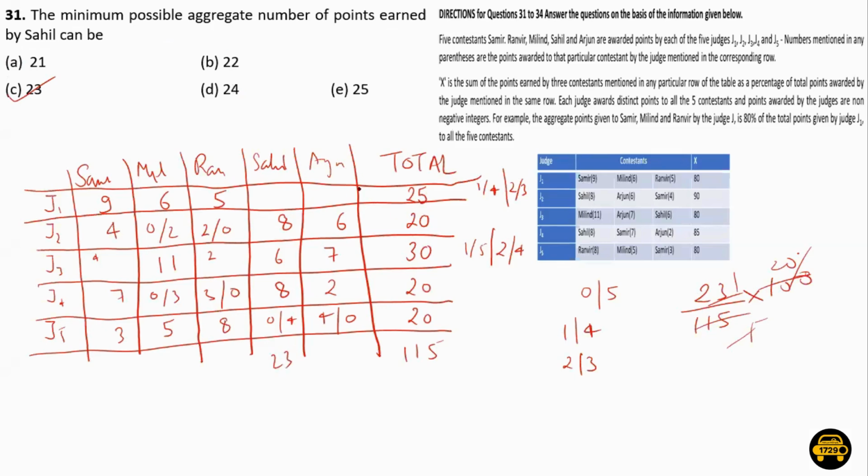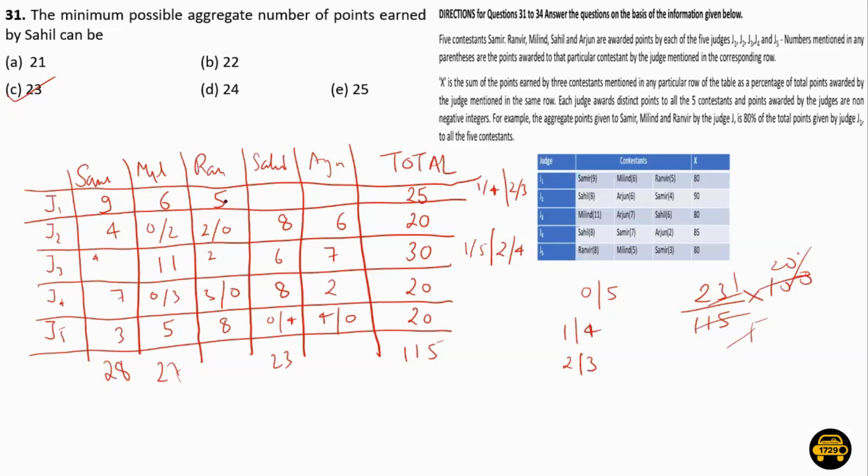Let's maximize others' scores. So Samir can get 9 plus 4, 13, 13 and 10, 23 here. And of course, he can get 5 from here. So his maximum score can be 28. Milind's maximum score can be 6 plus 2 plus 11, that is 19 plus 8, 27. So both of them can get more score than Sahil.